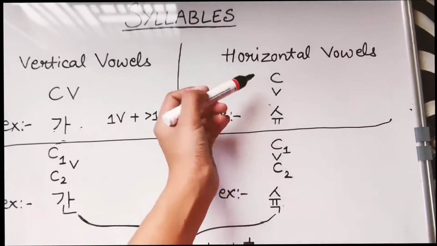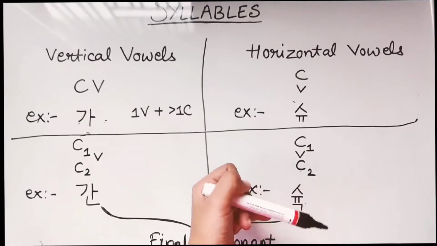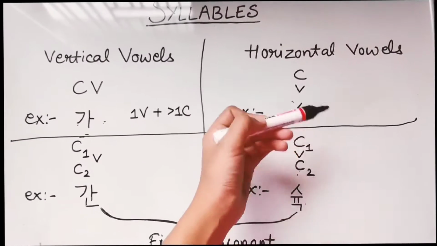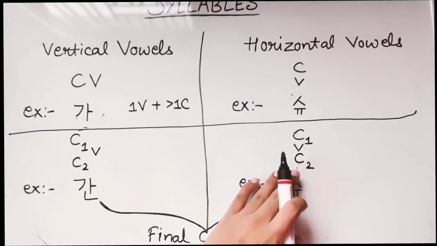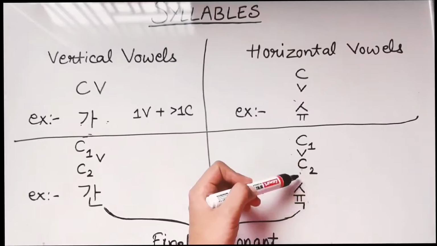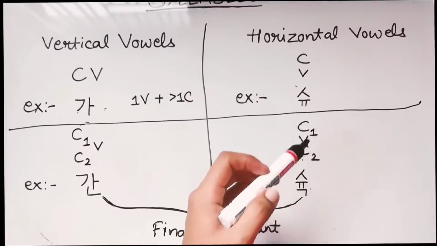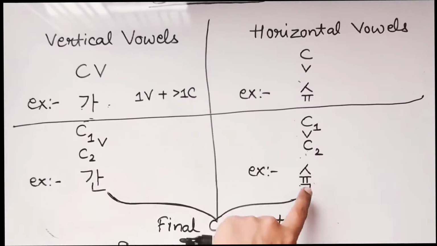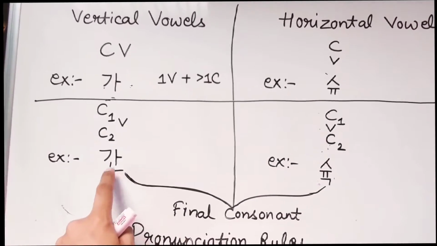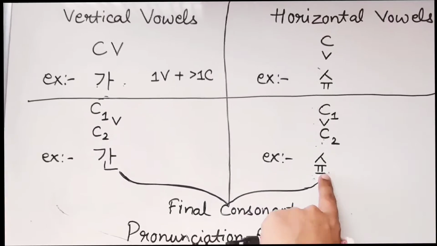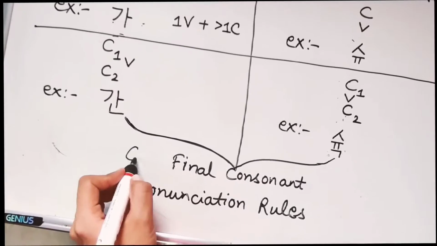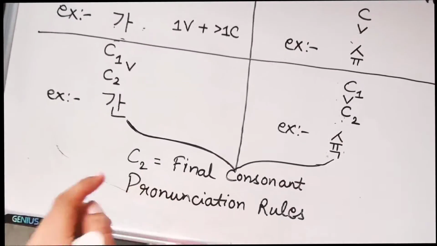Let's move on to horizontal vowels now. When there is a second consonant in the picture, we write it below the vowel. However, it is vertically placed. So this is how the structure will look like: C1, V and C2. An example could be this, where Gh consonant is C2. Now this N consonant and this Gh consonant, both consonants at the bottom, are called final consonant. And I will refer to them as C2.